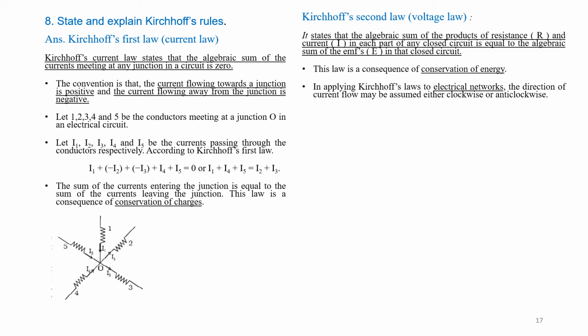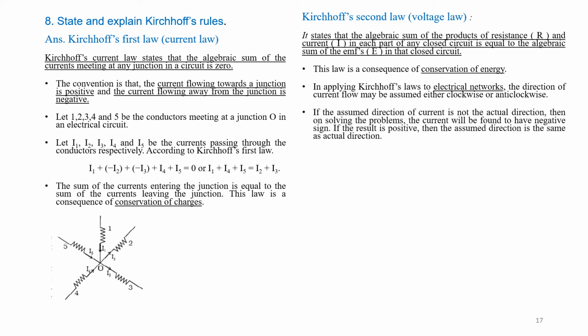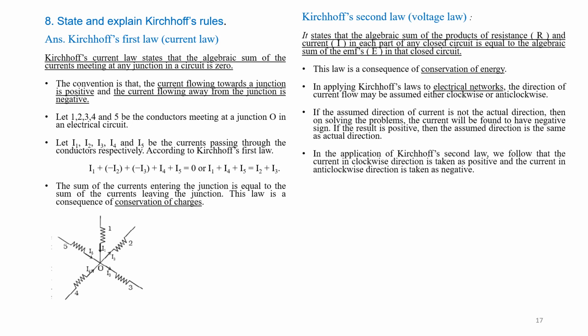In applying Kirchhoff's law to electrical networks, the direction of current flow may be assumed either clockwise or anti-clockwise. If the assumed direction is not the actual direction, then on solving the problem the current will be found to be negative. If the result is positive, then the assumed direction is correct. In the application of Kirchhoff's second law, current in the clockwise direction is taken as positive and current in the anti-clockwise direction is taken as negative.